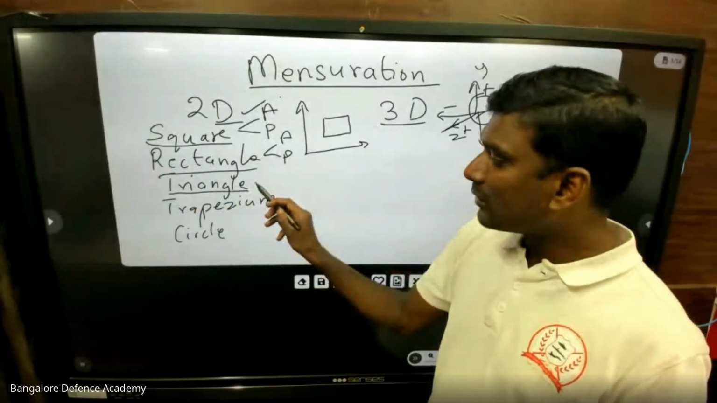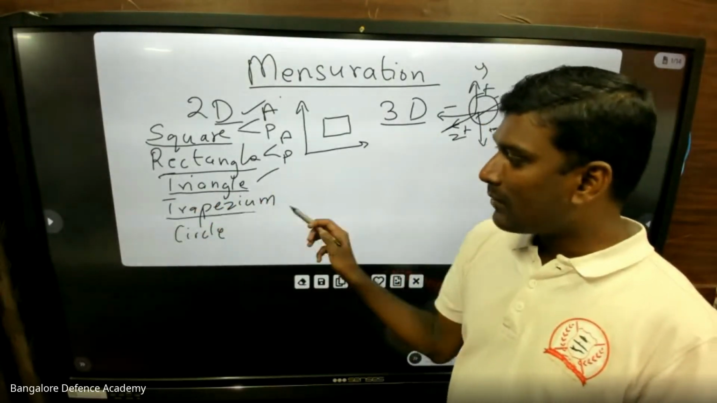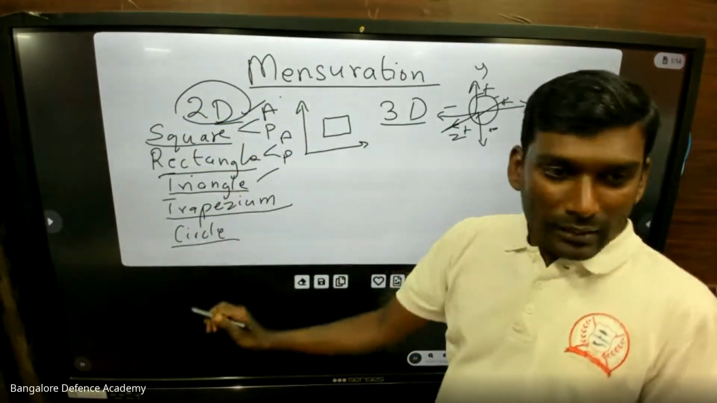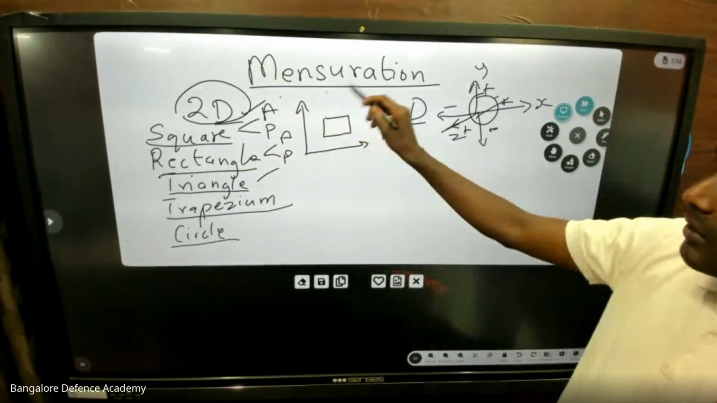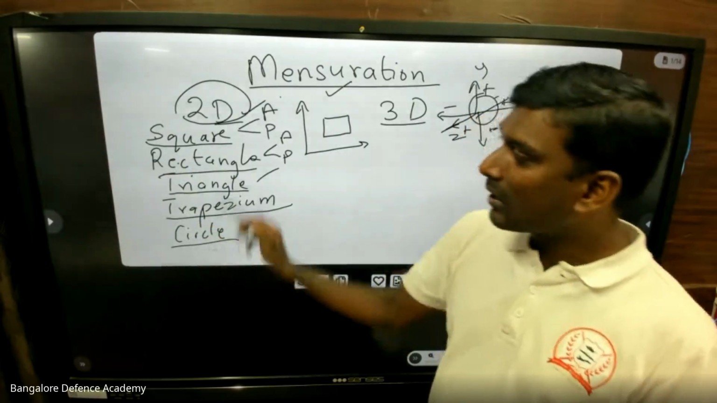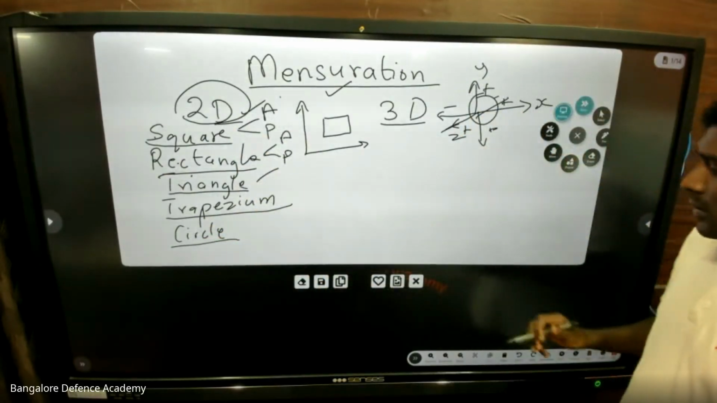Then we have the triangle, where we'll try to understand the types of triangle. We have the trapezium and the circle. Have you taken down what is there in 2D? Have you written down everything? In mensuration, we have square, rectangle, triangle, trapezium, and circle in 2D. Just quickly write it down.